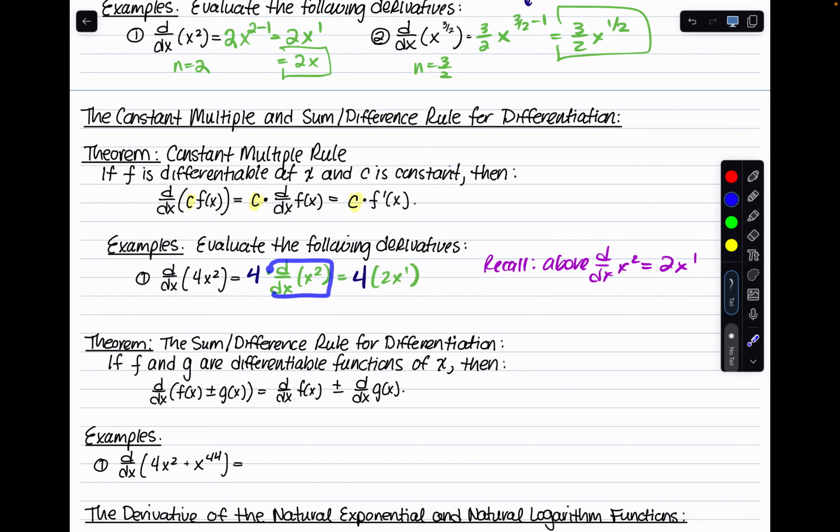So we know that the derivative of x squared, we found it a little while ago. We know that this derivative is 2x to the 1. So you can see how I'm writing it there in the space that's green. And then I'm indicating that I'm about to multiply it by 4. 2 times 4 is 8. So we have 8x is the derivative of 4x squared.